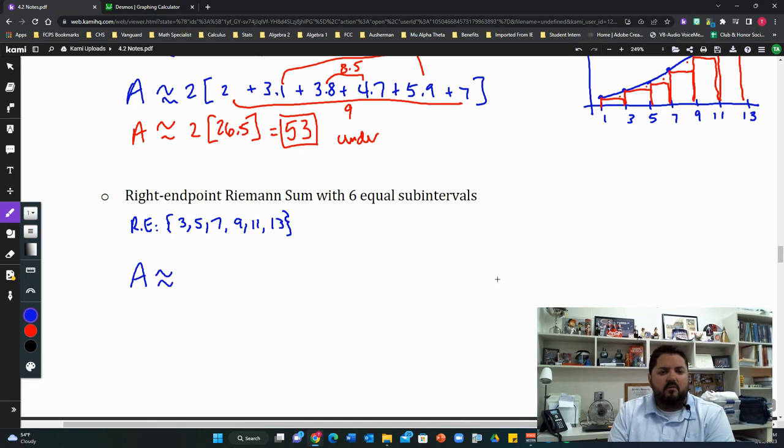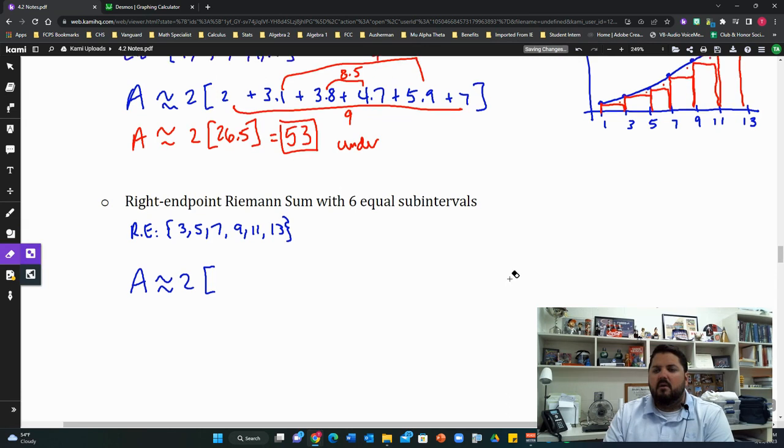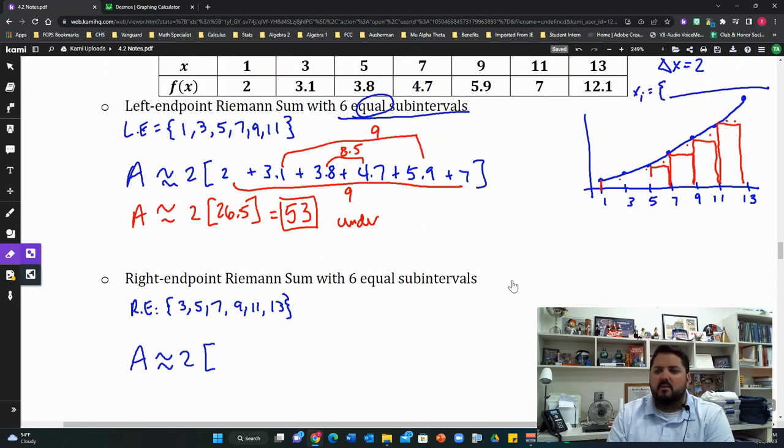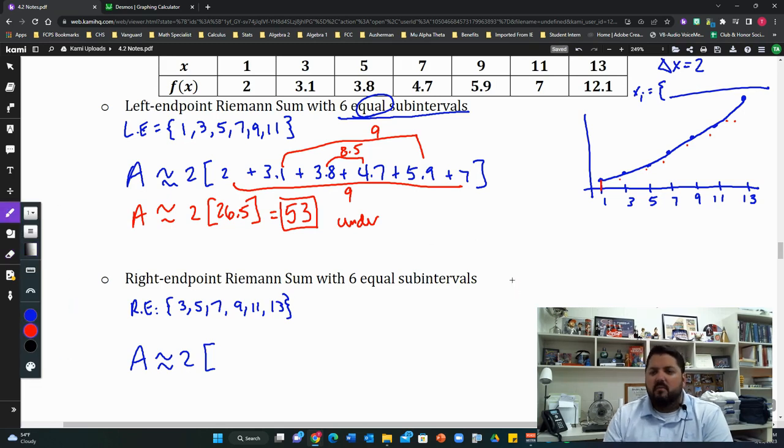So when I write out my area formula now, it's still the same common width of 2. But now, again, if I were to sketch out my rectangles, let's ignore those little dots for right now. Right endpoint at 3, and then 5, and you guys can see, because it's an increasing function again, that right side is always going to be higher than the left, which is why that flat top of the rectangle is going to jut out above the curve. That's what's going to make this be an over approximation.